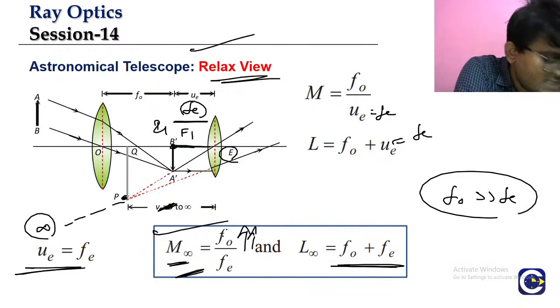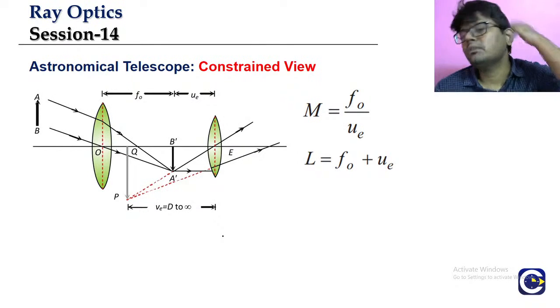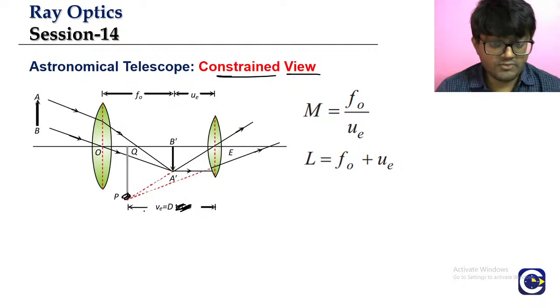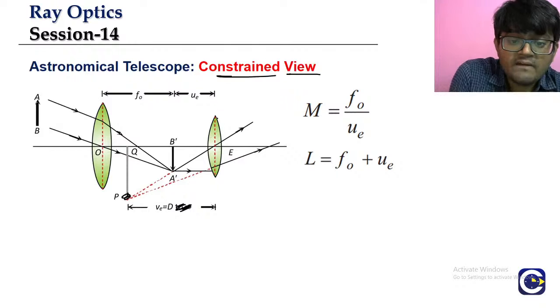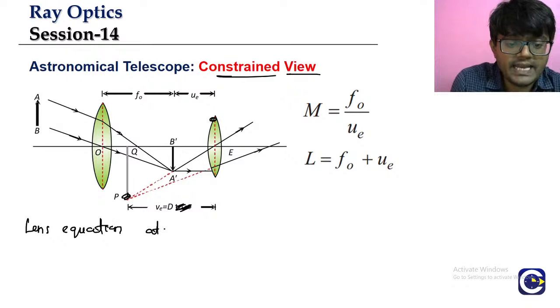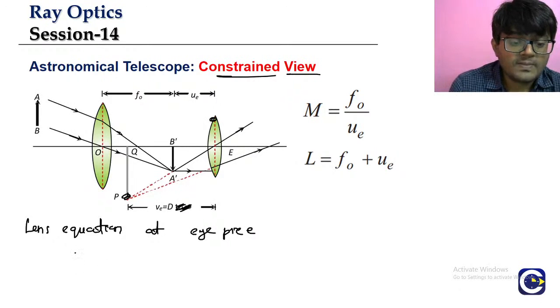Now just like that, we also discuss the constrained view. What does constrained view mean? The final image is formed at D. So look at this, what will we do? We will use the lens equation at the eyepiece.